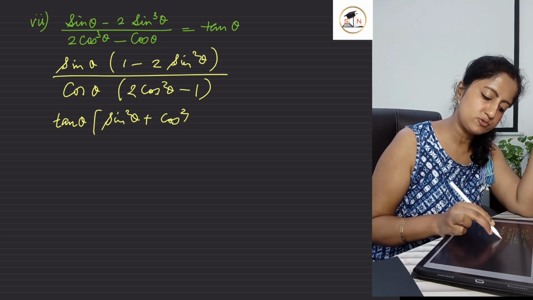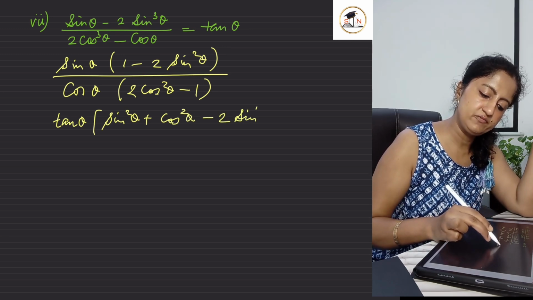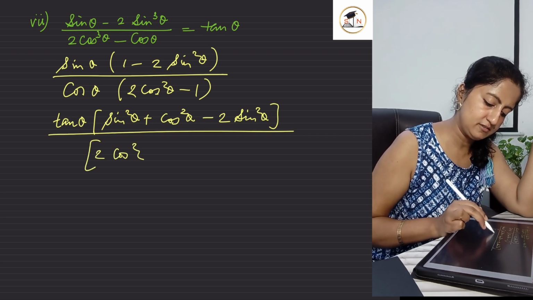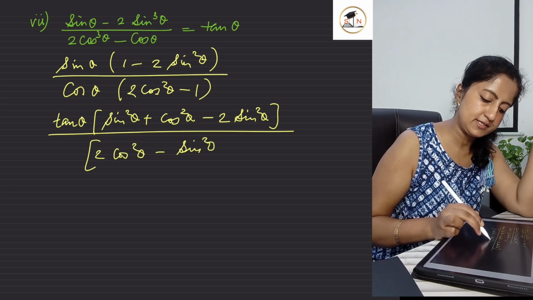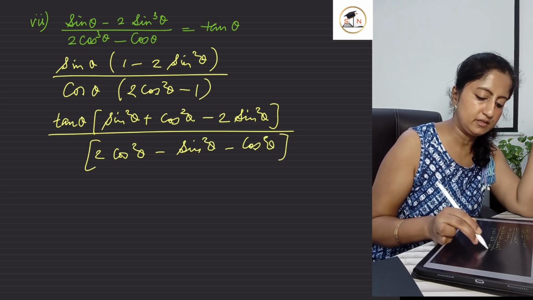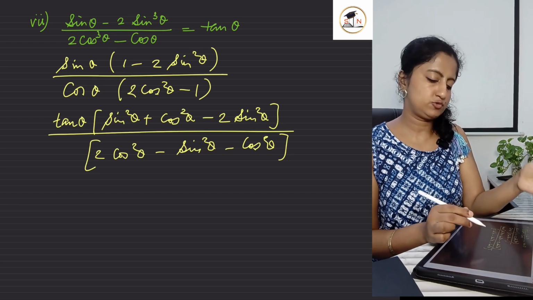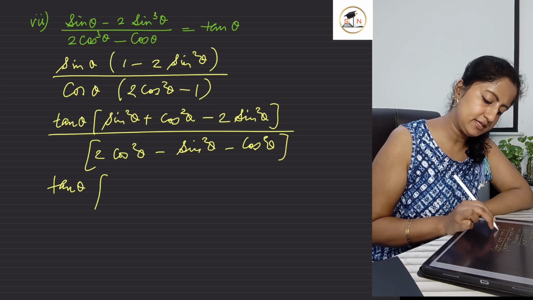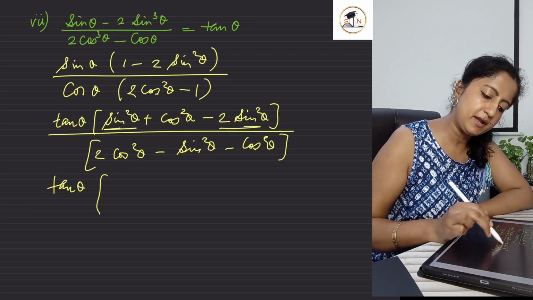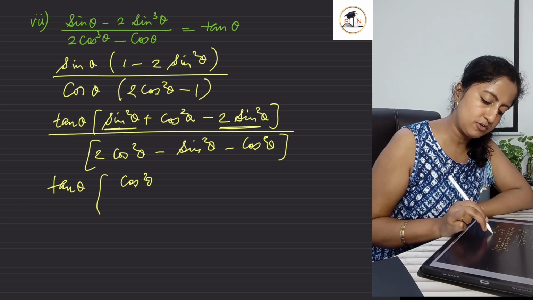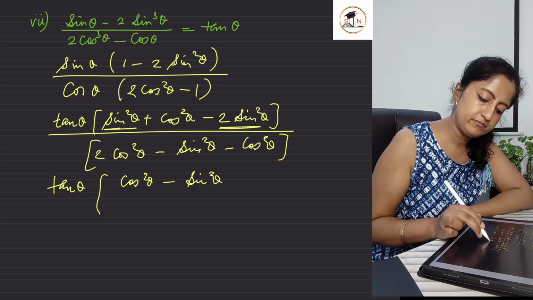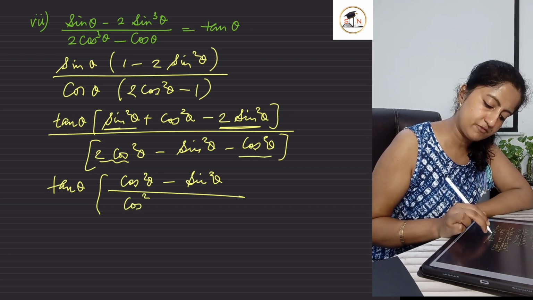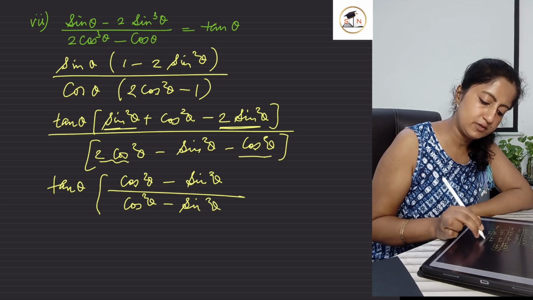plus cos square theta minus 2 sine square theta, which we already have, over 2 cos square theta minus sine square theta minus cos square theta. It was a negative one, so I just changed the sign of the first identity. Now what do we get? Tan theta is outside. I'm going to simplify sine square minus 2 sine square. That leaves us with cos square theta minus sine square theta over 2 cos square minus cos square. Again, positive cos square theta minus sine square theta.